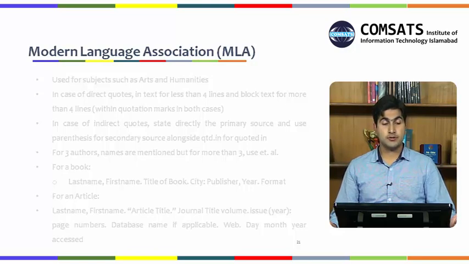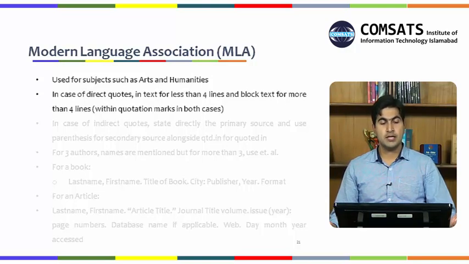So when referring to the Modern Language Association style, Arts and Humanities is the domain where it's basically used. In case of direct quotes which are less than four lines, you place them within the text, whereas you use the block text format when there are more than four lines, of course within quotation marks in both cases.